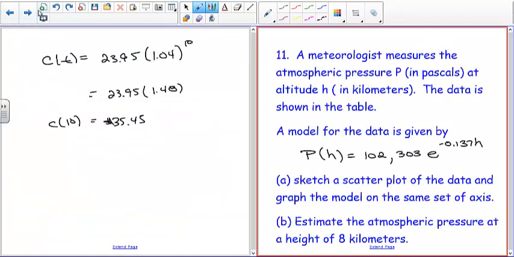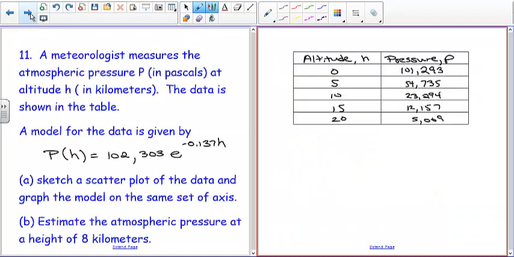And then the final one here says a meteorologist measures the atmospheric pressure P in pascals at altitude H in kilometers. The data is shown in the table. A model for the data is given by the equation, which is an exponential equation where the base is E, which is 2.71828. It says sketch a scatter plot of the data and graph the model on the same set of axes. Estimate the atmospheric pressure at a height of 8 kilometers.